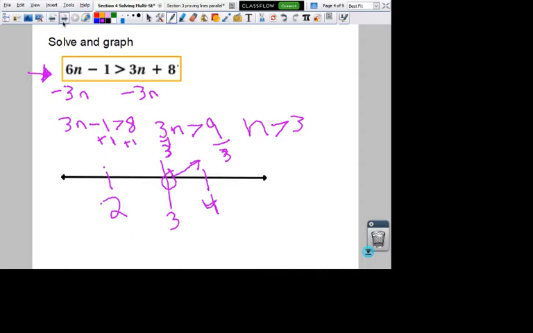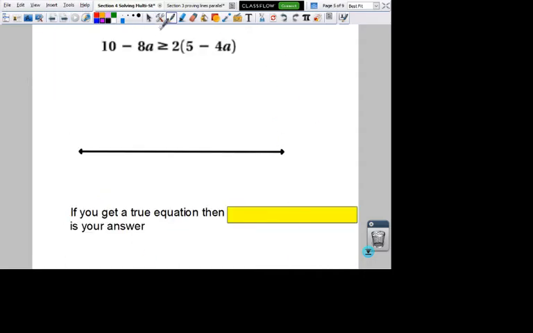Alright, so the next ones we're going to look at are a little bit different. We're going to go through and solve this, and it's going to be kind of a weird answer. Gabe, help me out. What am I going to do first if I'm going to solve for this? Multiply the 2 times 5.